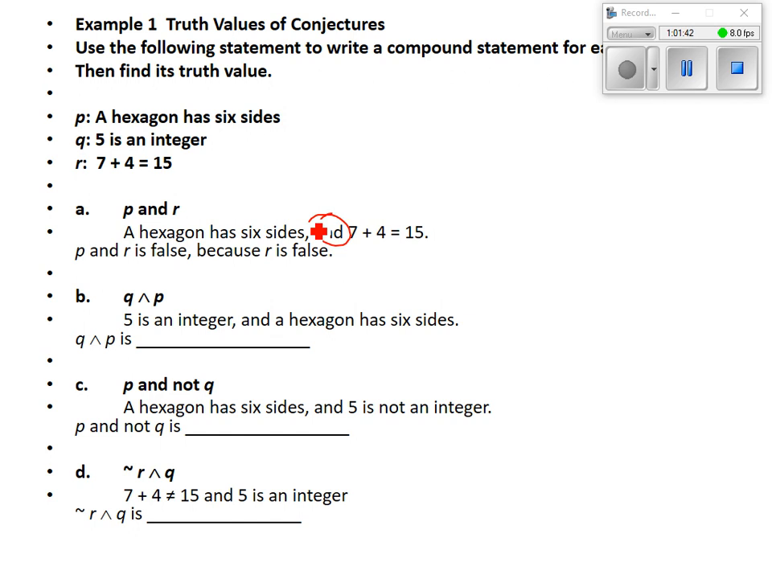We go down here. What you'll do on your homework, they'll tell you P stands for this, Q stands for that, and you'll have to plug them in. This one says Q, so 5 is an integer. Is 5 an integer? So that's true. A hexagon has 6 sides. Is that true or false? True. It's got "and" in there, so what's that tell us about the whole statement? It's all true.